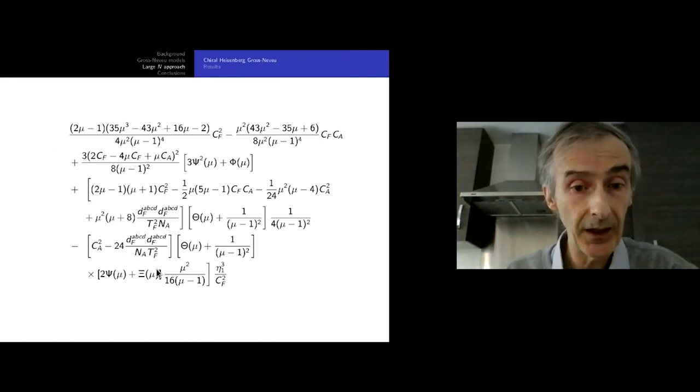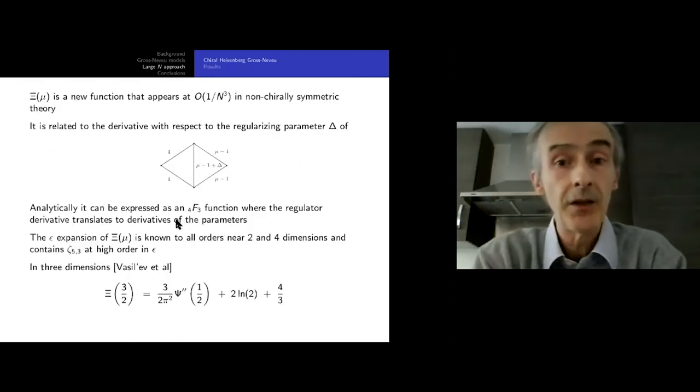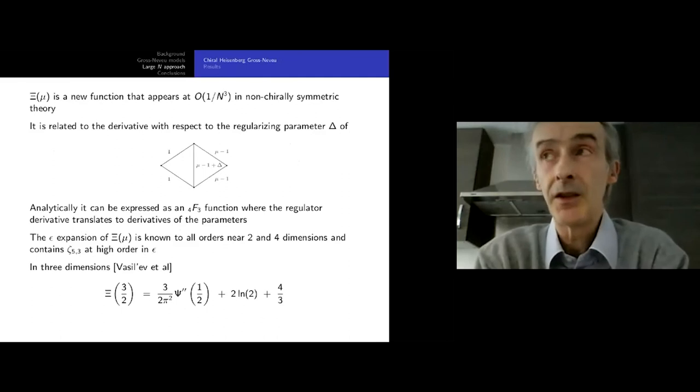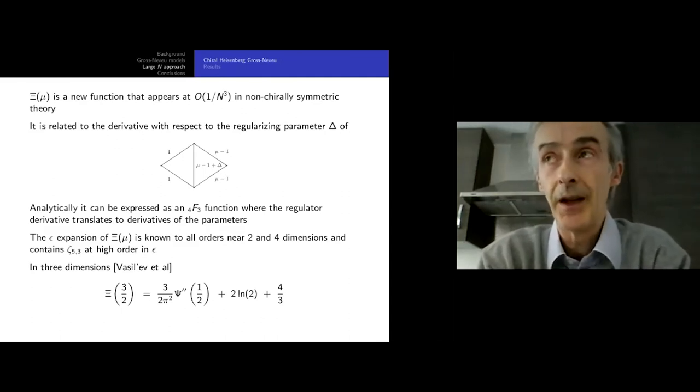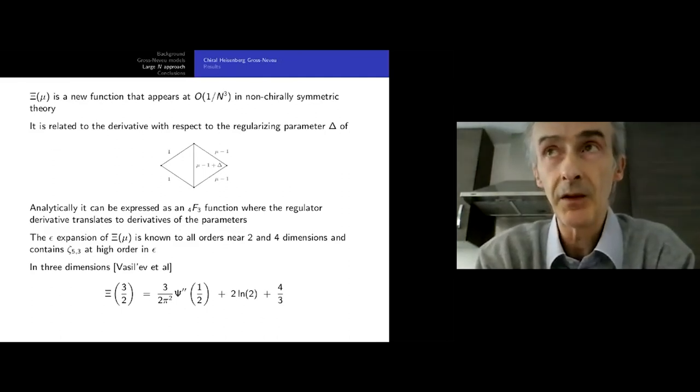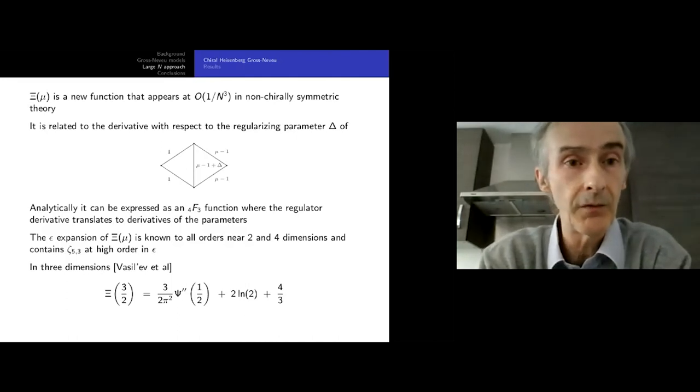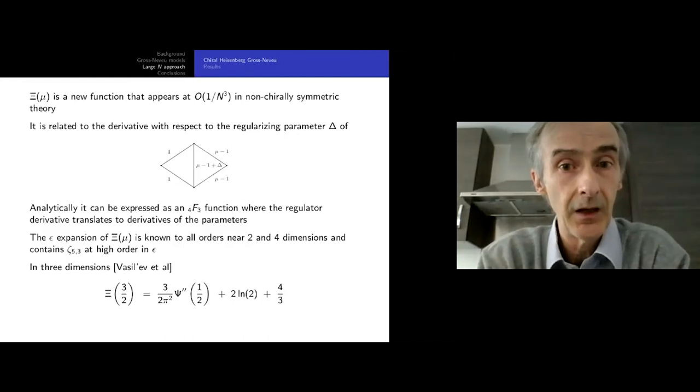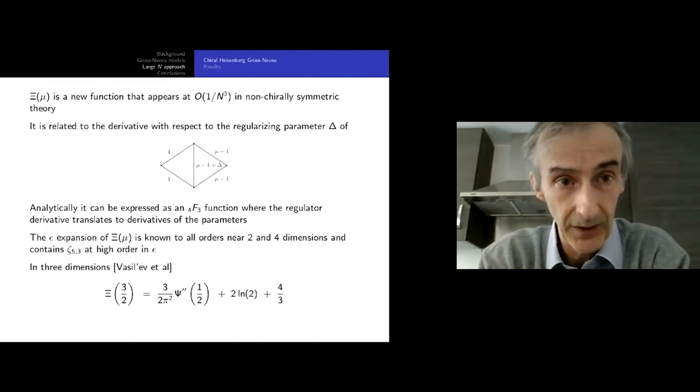This is a known function from early times when Vasiliev worked on this, and it appears in non-chirally symmetric theories at large n, 1 over n cubed. I've never quite understood the chiral symmetry aspect of this, but it's come up in two calculations, one of which has been written up separately, one of which I've known from the early to mid-90s from the Wess-Zumino model in supersymmetry. But it's a horribly complicated function to define.